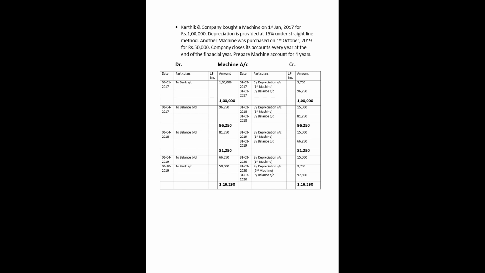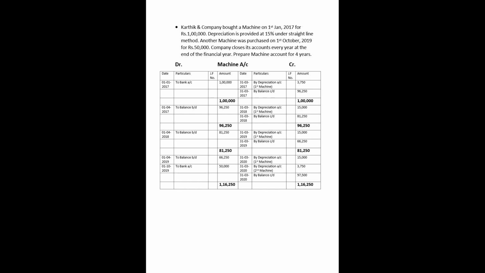Now balance both debit and credit. You'll get the balance carried on amount. Balance carried on should be mentioned as balance brought on in the next year. And now calculate the depreciation for the whole year. That will be 15,000. On 1 lakh, if we calculate 15%, that comes to a total of 15,000. Now balance both debit and credit. Mention the balance carried on amount. Balance brought down should be shown in the next year.